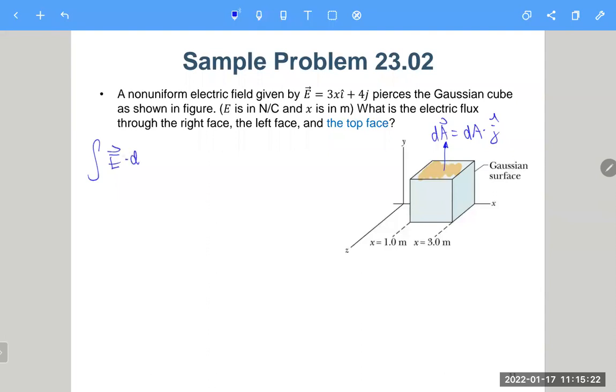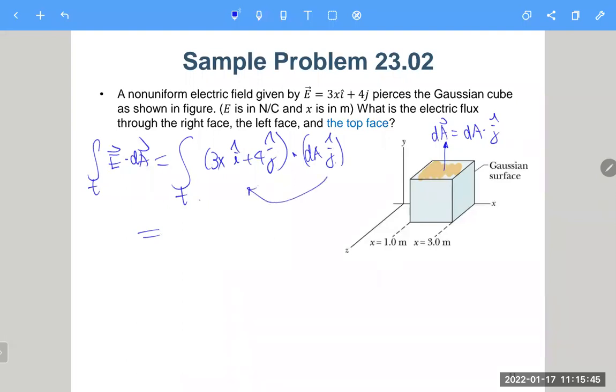Okay, so we can write the integration of E dot dA over the top surface. So we can write (3x i hat plus 4 j hat) dotted with dA j hat. And then for the top surface, we can distribute. For the first term, we have i dot j, which will be 0. So we have a 0 for this term. And for the second term, we have j dot j will be 1. So we have a 4 for dA integrating over the top surface.